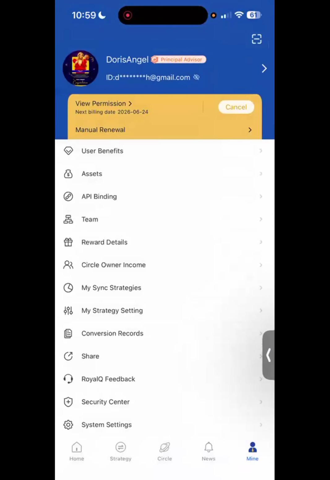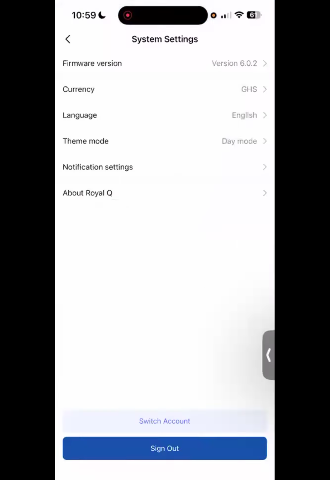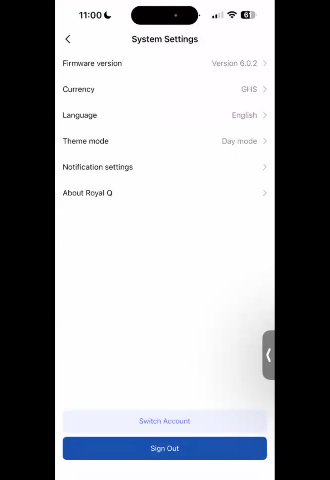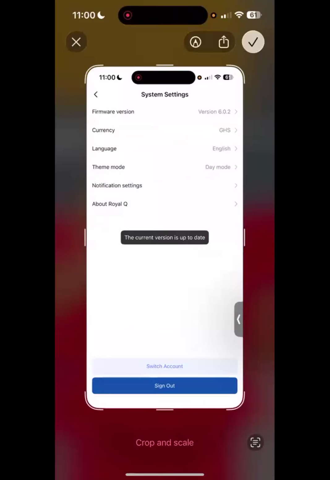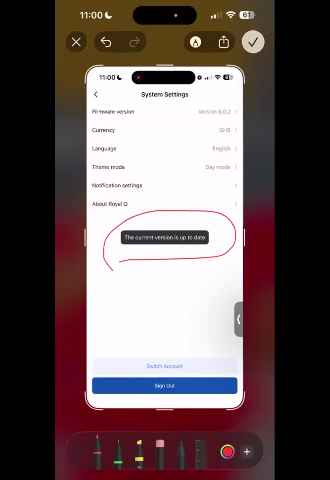Okay. All right. Let's go to system settings. So the firmware version, that is the version of RoyalQ for iOS users. This is the latest one. When you tap on it and you see no new version or current version is up to date, it tells you that, oh, you are still using the current one. Then Ghana cedis. So the currency, there are so many currencies. I decided to use Ghana cedis for this account, okay? Because my target market is to get a lot of Ghanaians that are suffering into this opportunity.